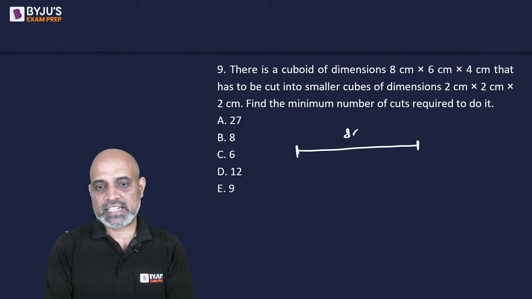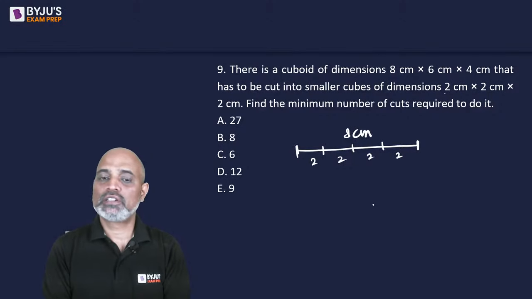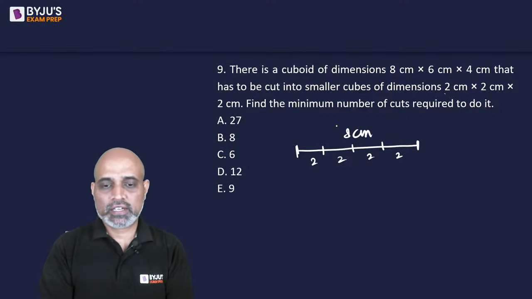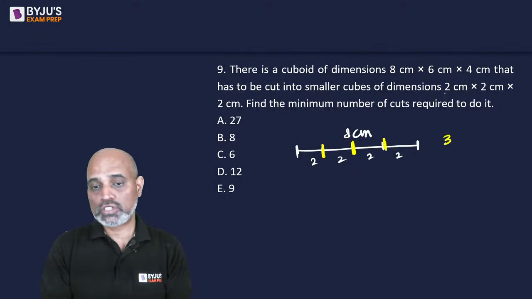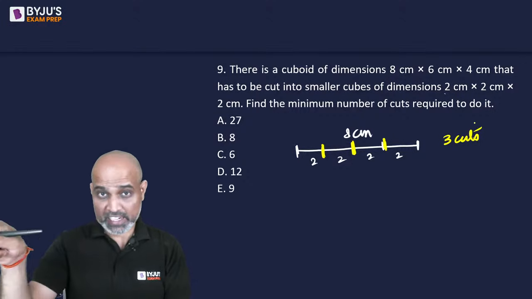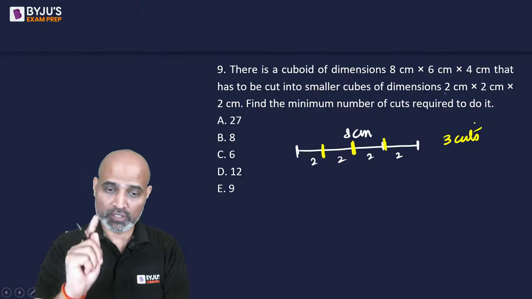So this is the 8 centimeter edge. How many 2 centimeter pieces will there be this way? 2 centimeter, 2 centimeter, 2 centimeter, 2 centimeter. How many cuts are required? Cuts are these middle lines, not the end ones, only the center ones. So 3 cuts will happen along the edge, which is 8 centimeter long.